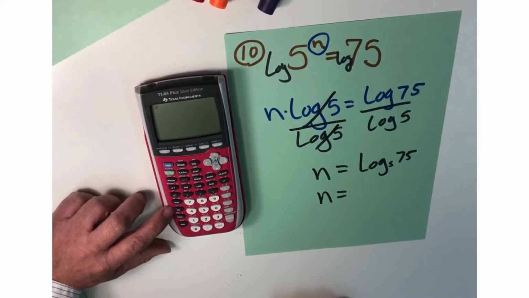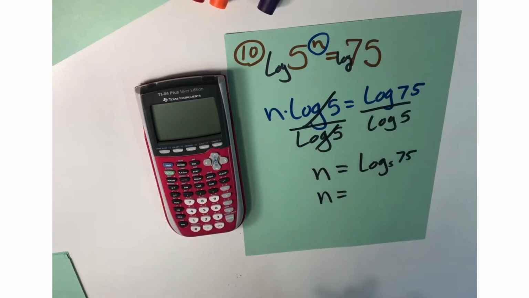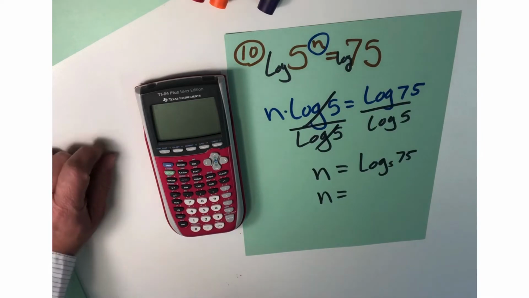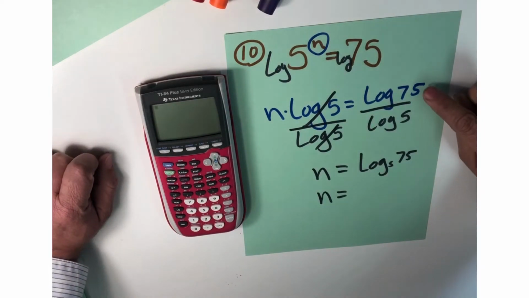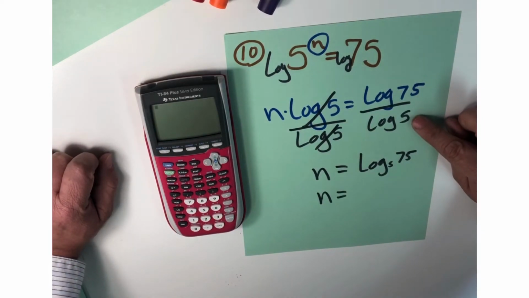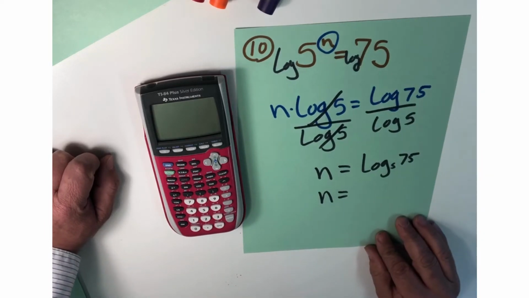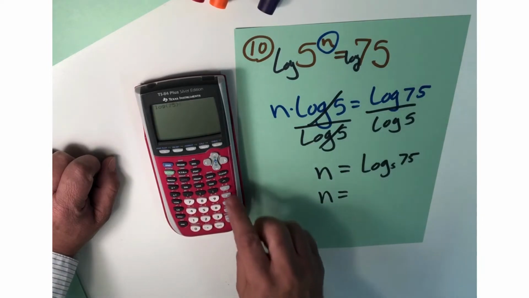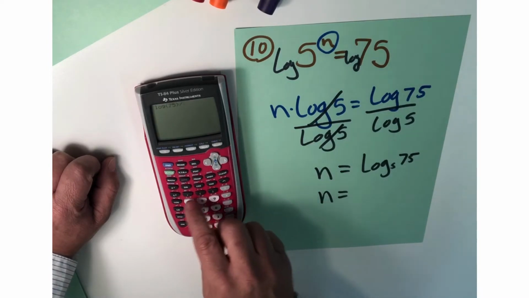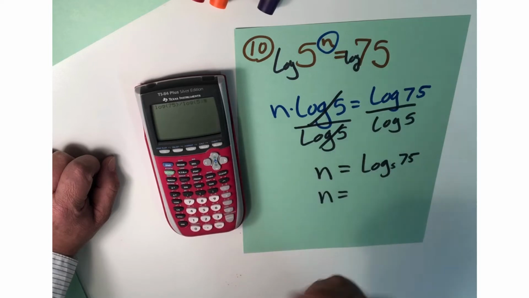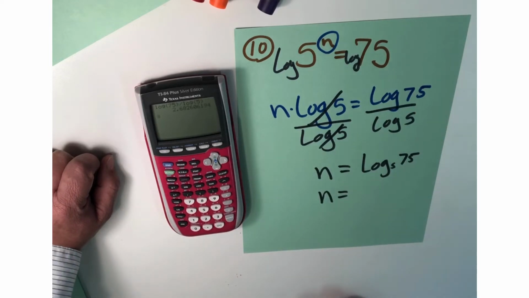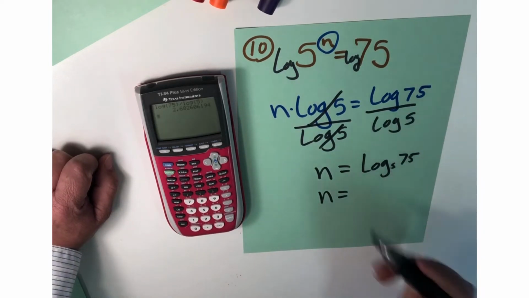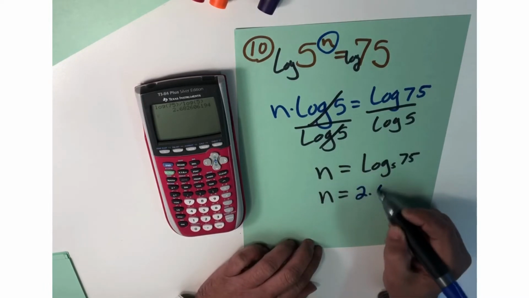Log. And then ln is right below it. For those of you that wanted to try ln to see if you got the same answer, you would have had the same answer. So I'm going to use the change of base rule: log of 75 divided by the log of 5. So log of 75, close the parentheses, divided by the log of 5, close the parentheses, enter. And therefore, you end up with an answer of 2.68.